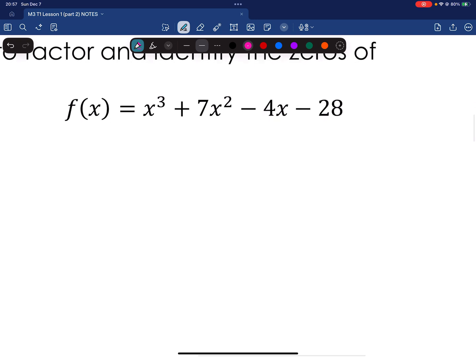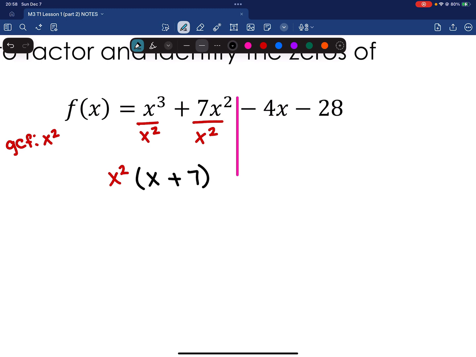So here we go. We're going to draw a line down the middle. We're going to look for the greatest common factor in the first 2 sets of terms. So that's going to be an x squared. So we're dividing out an x squared for both terms. So remember, the GCF goes on the outside. And then what's left over? x cubed divided by x squared is x. 7x squared divided by x squared is 7.